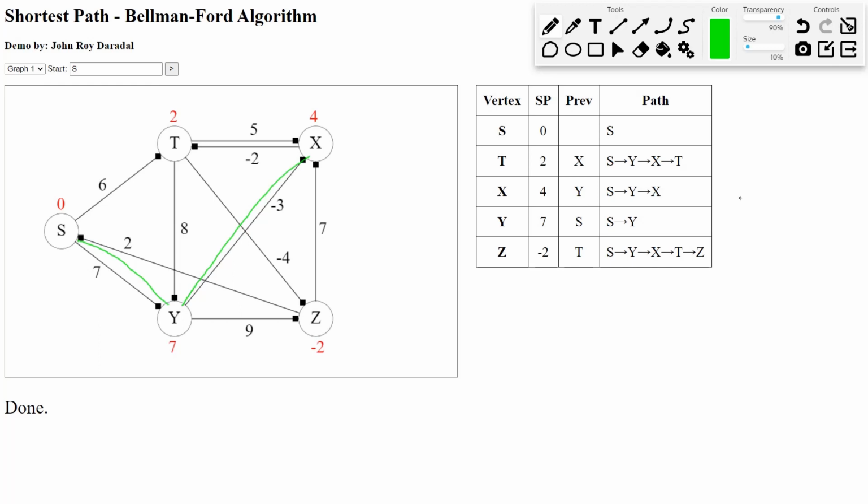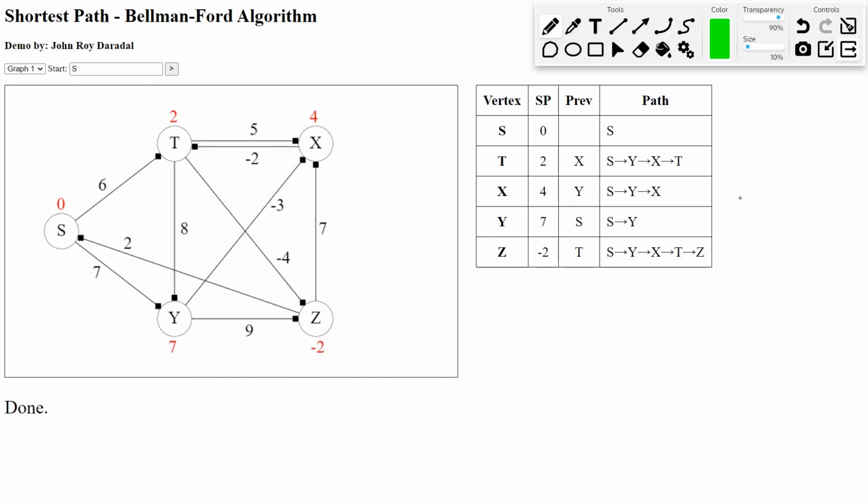X to T, so that's how much? 4 minus 2 is 2. And then from T to Z, we pass by negative 4. So 2 minus 4 is negative 2. That's why we have negative 2 as its shortest path. Okay? So S, Y, X, T, Z. That is the actual path for Z.